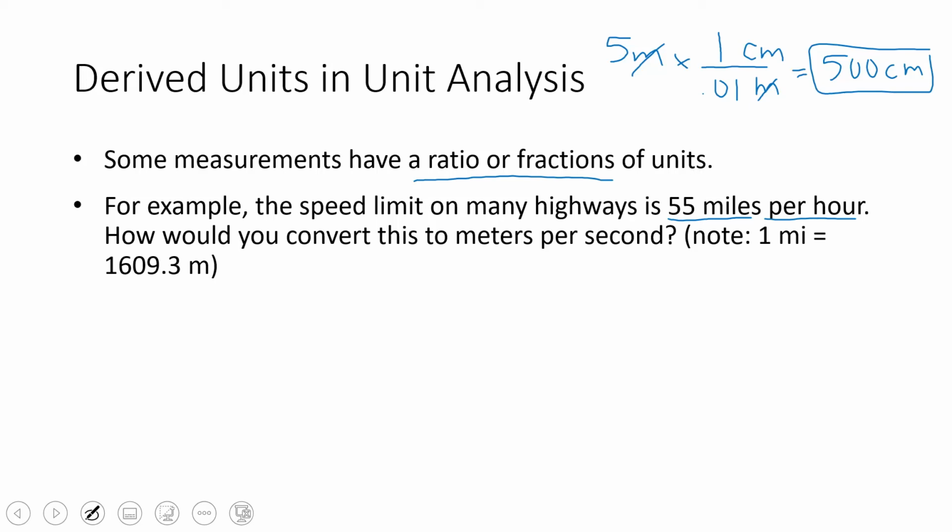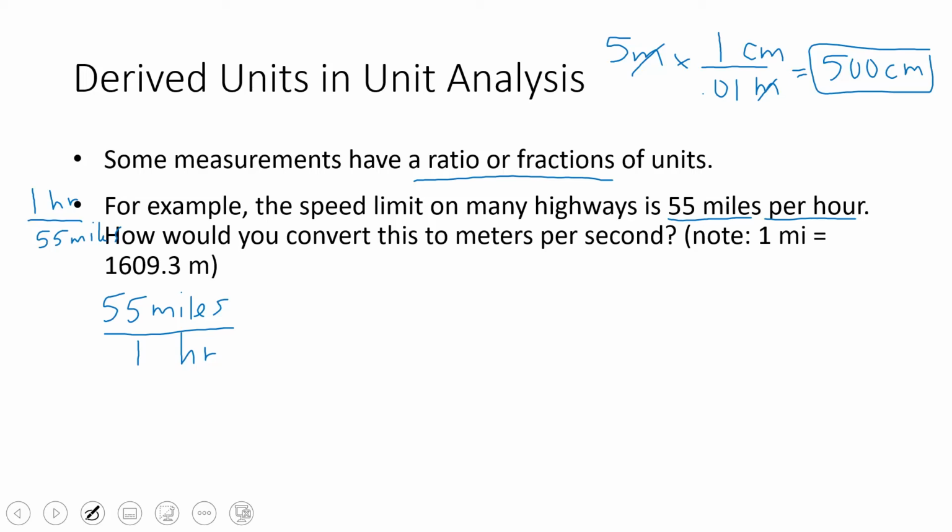So we're going to set it up similarly to what I did up above here, but I'm going to write it in fraction form, 55 miles per hour. And since it doesn't say, we're assuming that somebody is traveling 55 miles in 1 hour. I could also write the reciprocal version of this, and I could say in 1 hour, somebody has traveled 55 miles. Those are equivalent. They're just reciprocals of each other.